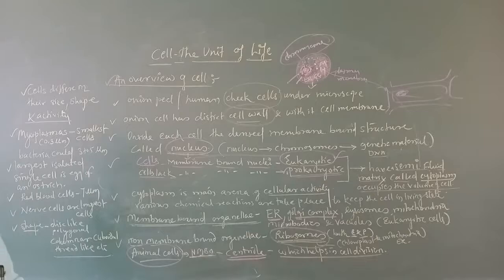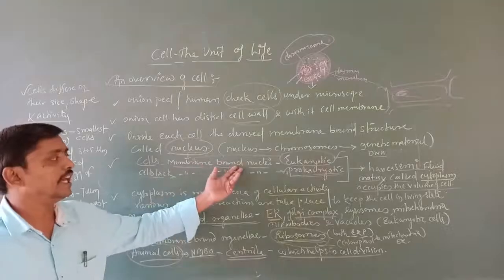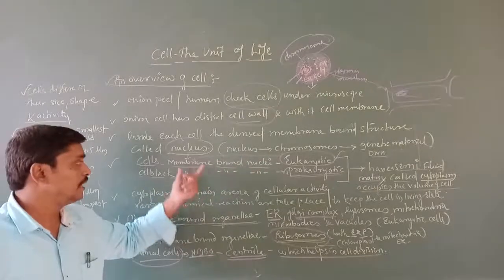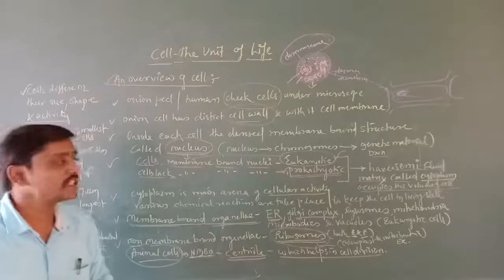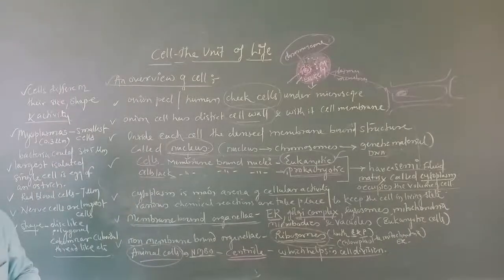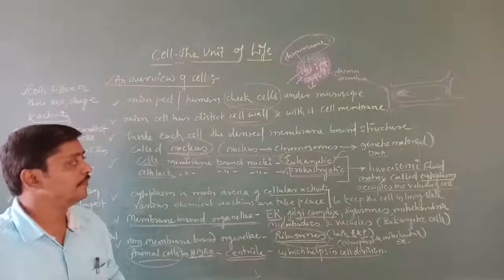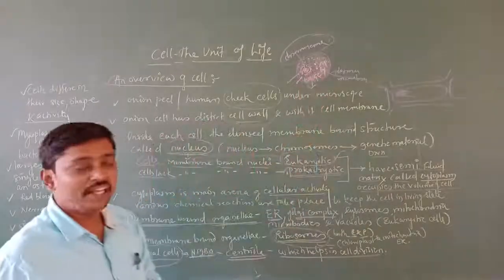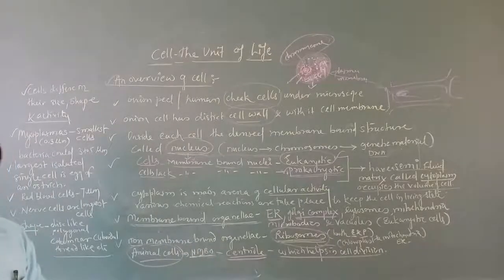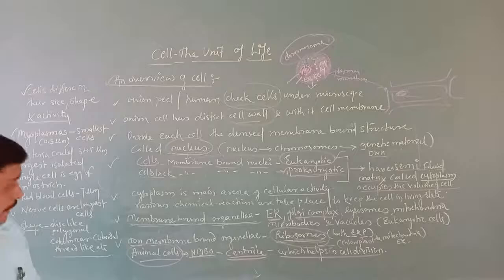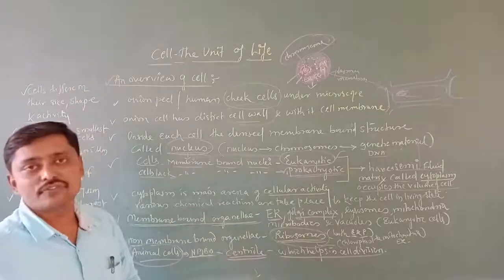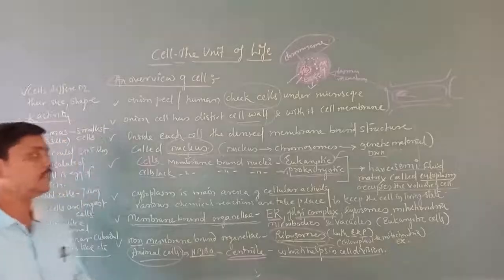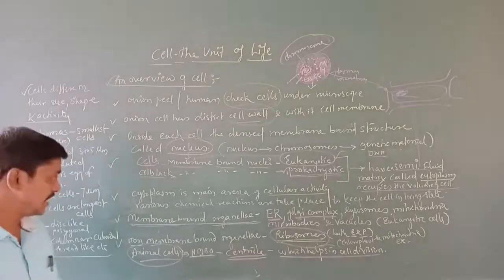Next, the organisms or cells which have membrane bound nuclei are called eukaryotic. If the membrane bound nucleus is absent, we call them prokaryotes. Both eukaryotes and prokaryotes have a semi-fluid matrix within them, called cytoplasm, and it occupies the volume of a cell. Cytoplasm is the main arena of cellular activity, and various chemical reactions take place in the cytoplasm that help to keep the cell in a living state.